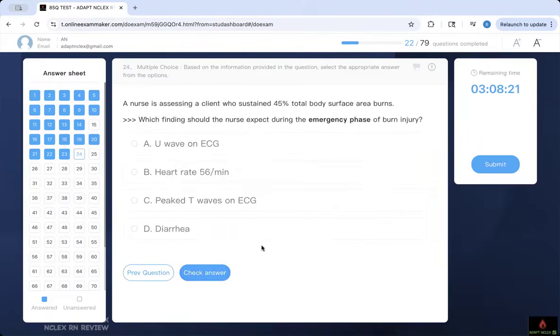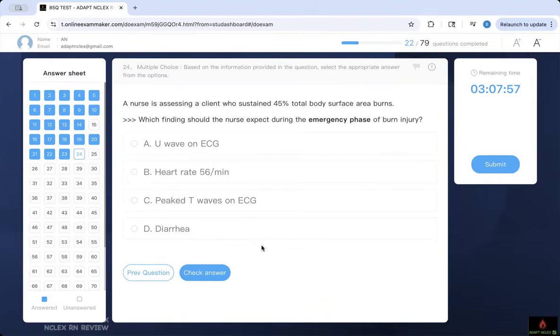And then it's assessing the client who sustained 45% total body surface area burns. Which findings should the nurse suspect during the emergent phase of burn injury? U wave on EKG, heart rate of 58, peaked T waves on the EKG, and then diarrhea. This is a concept. You have to know the stages of burn.